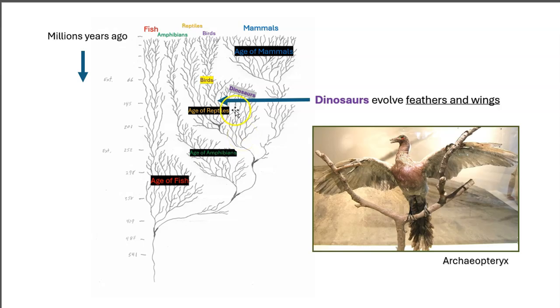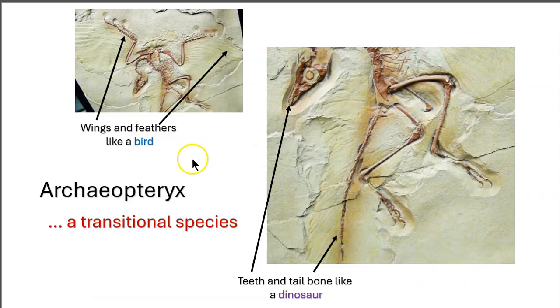And of course, we know that some of those dinosaur species were evolving feathers and wings. And Archaeopteryx is a fascinating creature that captures this transition. It is a transitional species between dinosaur and bird. Up here in the top left, we see the wing bones of Archaeopteryx, and we see the impressions of the feathers. Over here, if we look at the skull, we see teeth, and then we have a tailbone here.